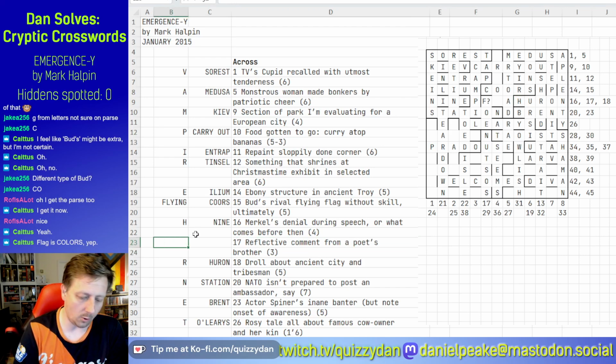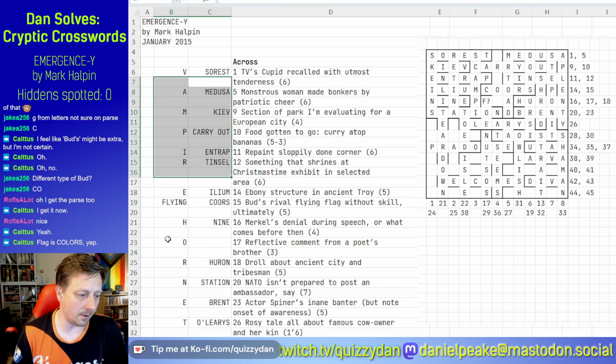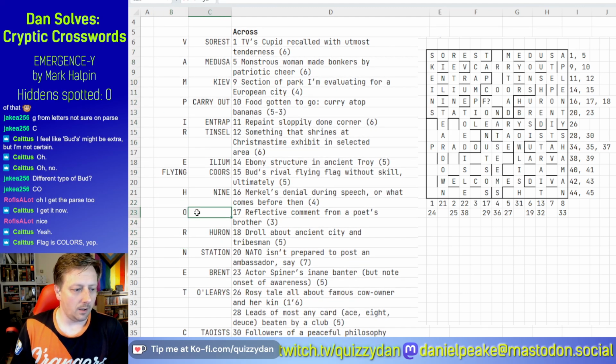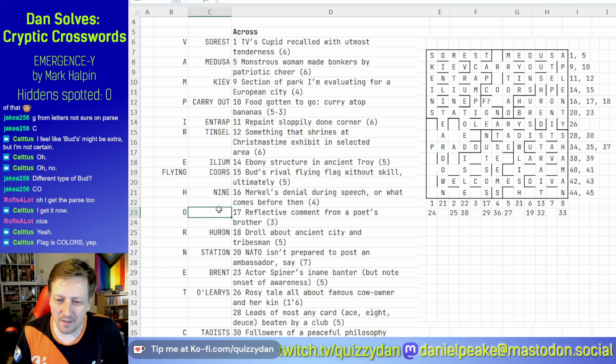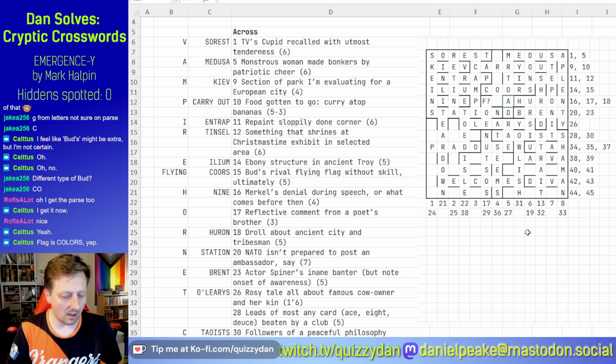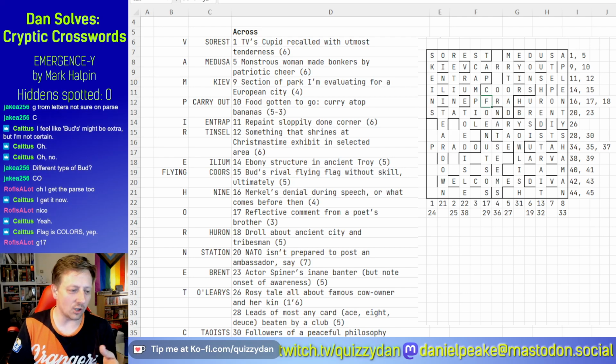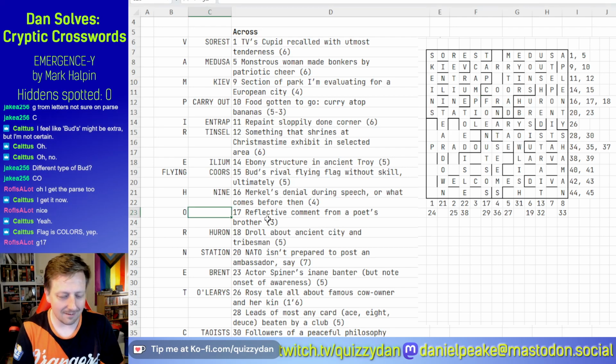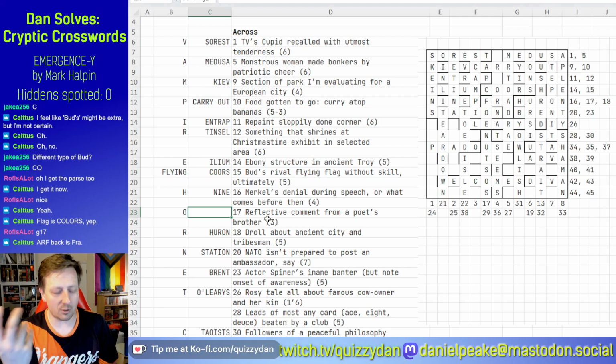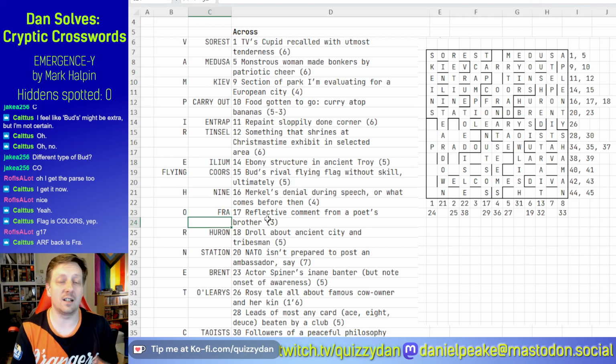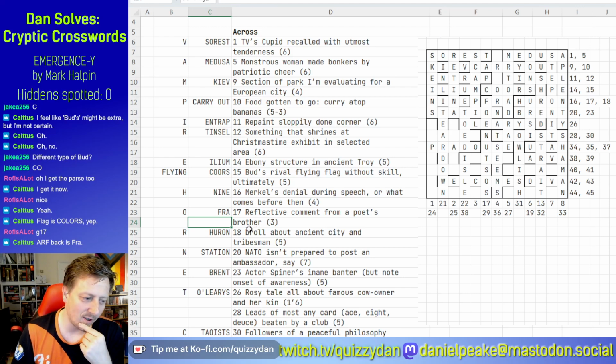So an O has to come out of this. So we've got vampire and we've got hornet. So reflective from a pet's brother? Oh, comment from a pet's. So that's an R. An ARF is a comment from a pet. But it's reversed because it's reflective, and a brother is fra. Sort of, it's an abbreviation for.